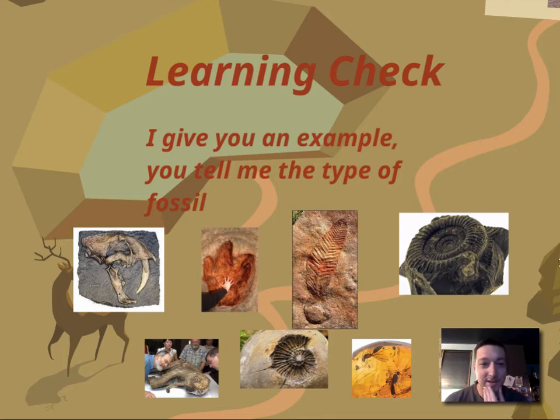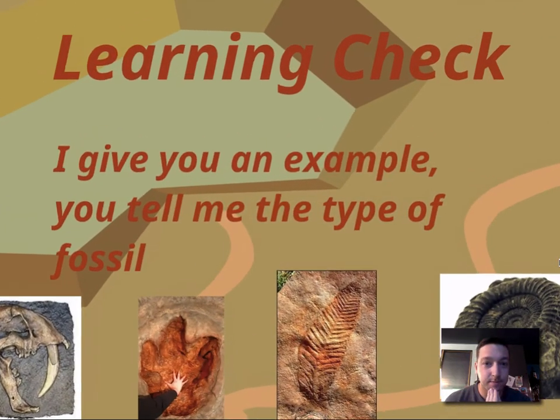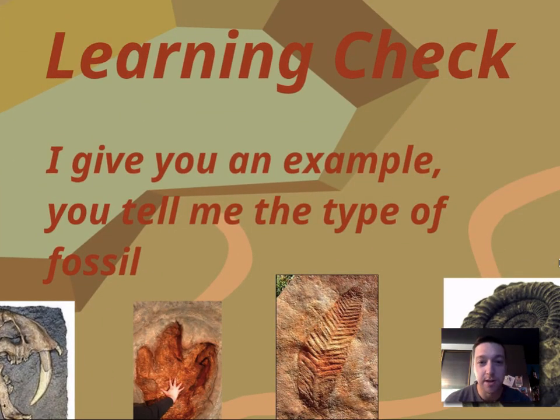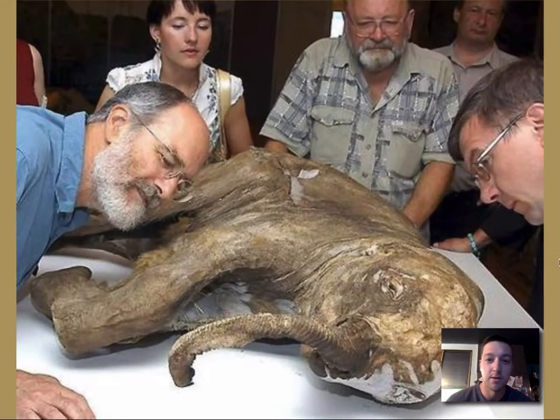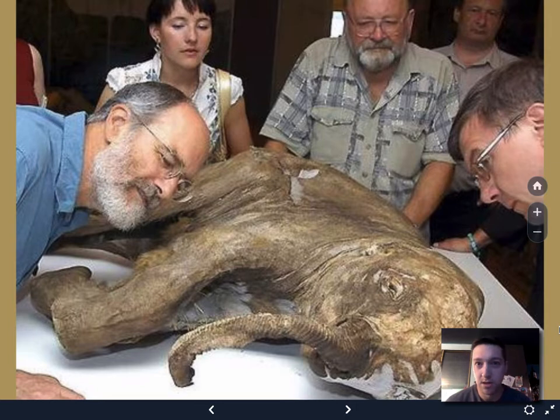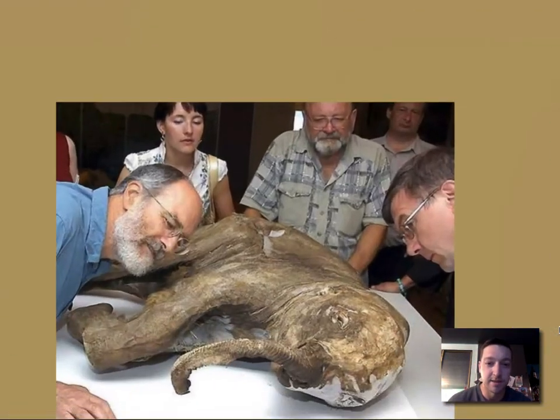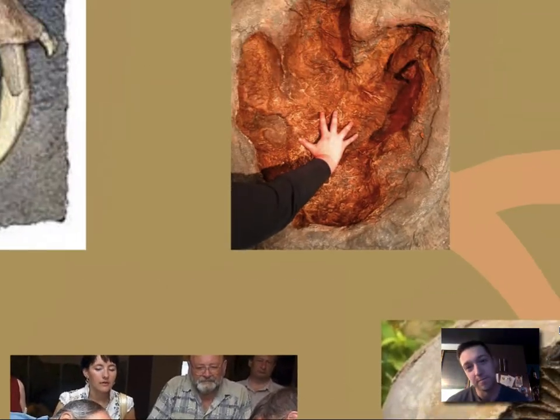So let me give you a quick quiz here. I will show you a picture. You tell me the type of fossil. You have 4 choices. So which type of fossil is this? That's right, it's mineral replacement, because the bones of the saber-tooth were filled in with sediment. Which type of fossil is this? That's right, it's original remains. That's a mammoth baby, and its skin and tissue survived.